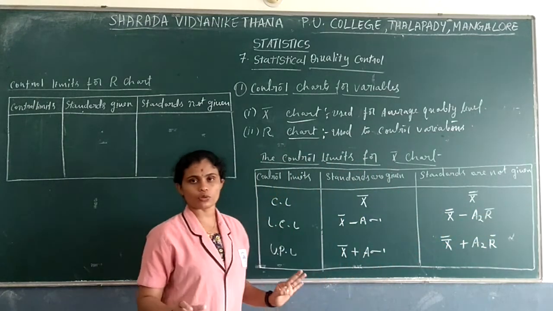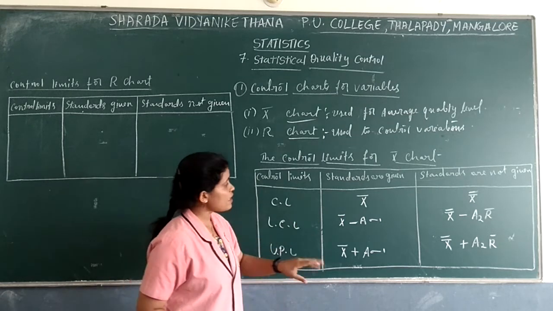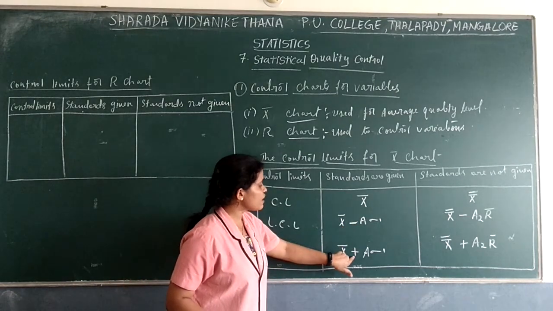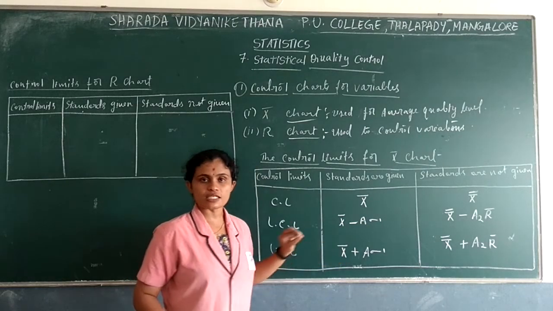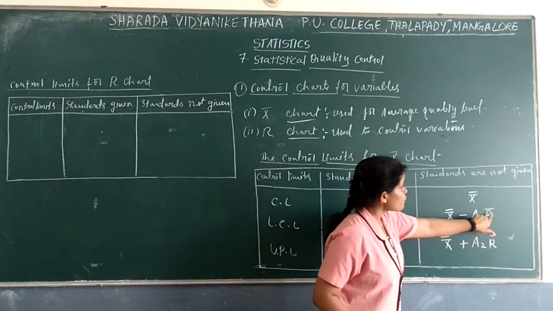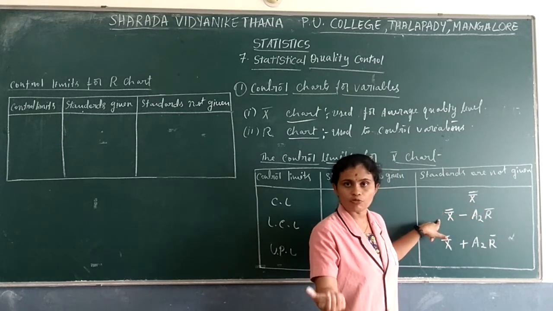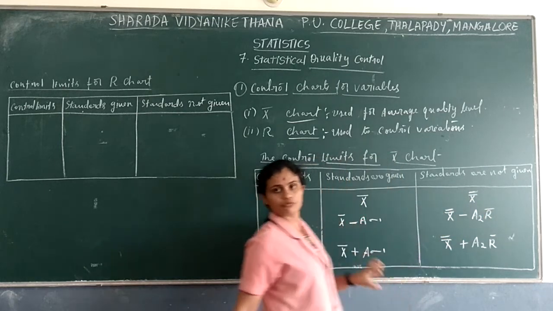That we need to find out. Standards are given means these will be given directly in the problem. Just apply these limits. Not given means this also we need to find out using formulas. Then these things also we have to find out.